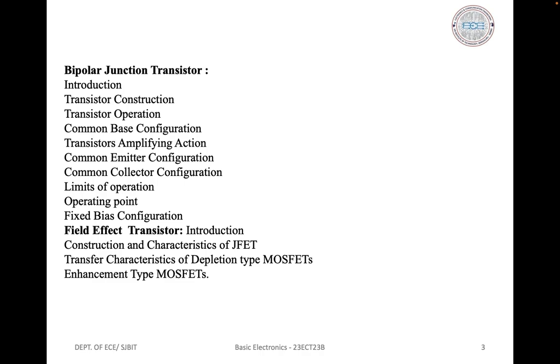BJT, bipolar junction transistor: introduction, transistor construction, transistor operation, common base configuration, transistor amplifying action, common emitter configuration, common collector configuration, the limits of operation, operating point, fixed bias configuration. Then field effect transistor: introduction, construction and characteristics of JFET, transfer characteristics of depletion type MOSFET and enhancement type MOSFET.